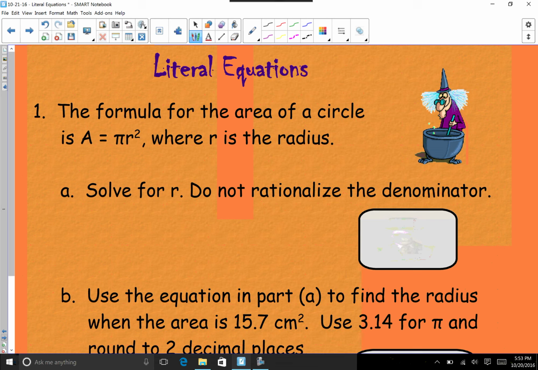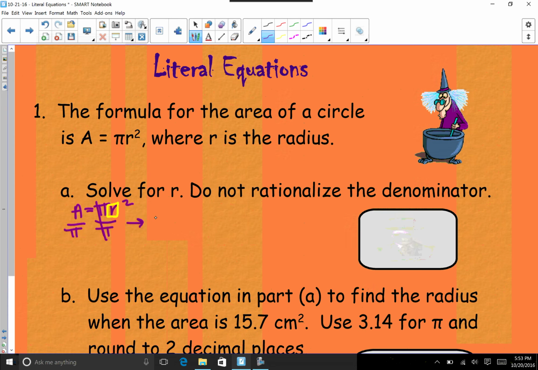Okay? All right, so number one, literal equations. The formula for the area of a circle is A equals pi r squared, where r is the radius. Solve for r and do not rationalize the denominator. So I've got A equals pi r squared, and I'm trying to get this r by itself. First, I need to divide by pi. That's the inverse of multiplication. So that'll go away, leaving me with r squared equals A over pi.